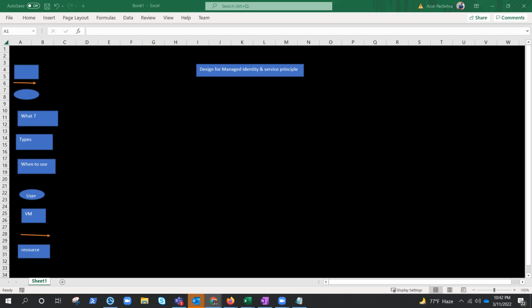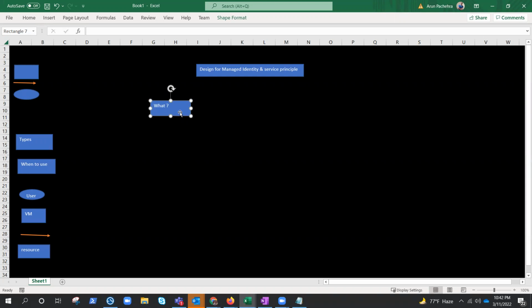Of course, we can't forget it. Though it's old, we still use it, right? So let's try to understand in the same pattern: what is this, why we need it, and how this is going to help us. So let's try to understand what is managed identity.